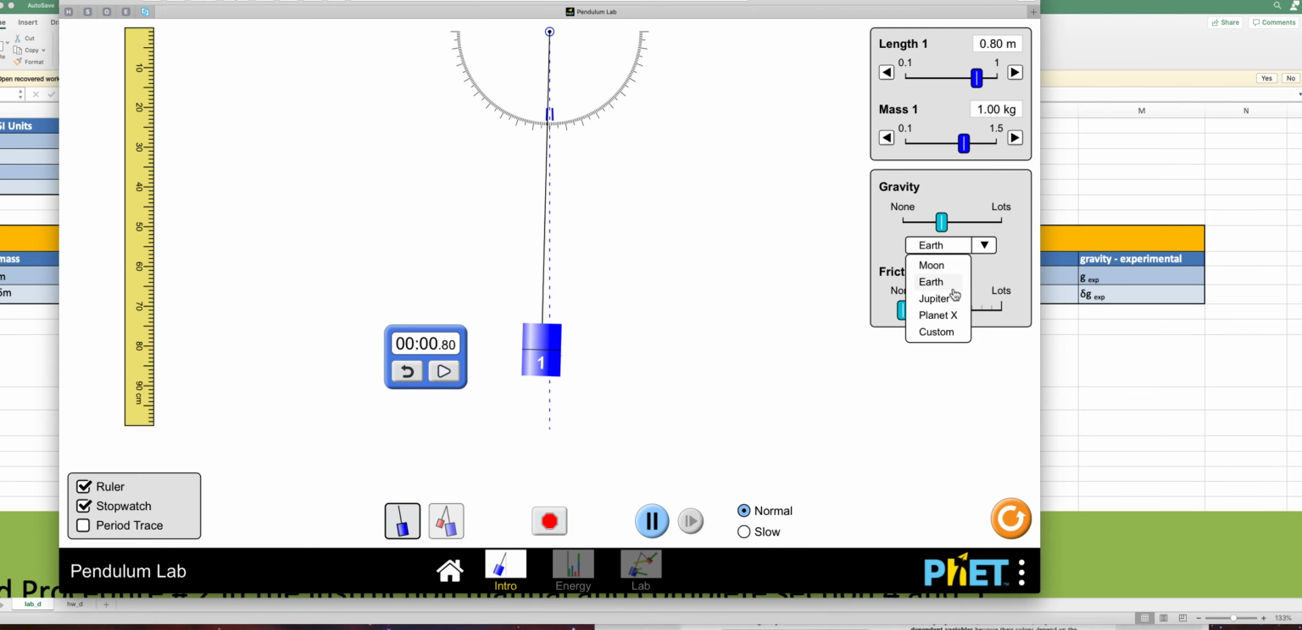You can change the gravity to whatever you want. Make sure you set it to Earth. And then friction, you want to set it to here. This is the 0 tick mark, 1st, 2nd, 3rd. So you're going to set it to the 5th tick mark, whichever one that is there.